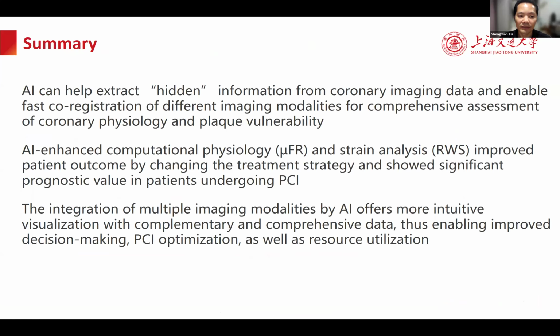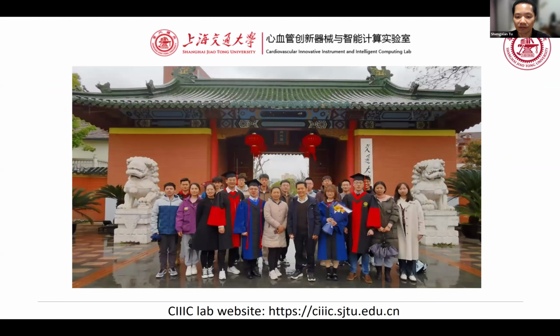So ladies and gentlemen, in conclusion, AI can help extract hidden information from coronary imaging data and enable fast correlation of different imaging modalities for comprehensive assessment of coronary physiology and plaque vulnerability. AI-enhanced computational physiology and stent analysis improve patient outcome by changing the treatment strategy and show significant prognostic value in patients undergoing PCI. The integration of multi-imaging modalities by AI offers more intuitive visualization with comprehensive and complementary data, and thus enables improved clinical decision-making, PCI optimization, as well as resource utilization.